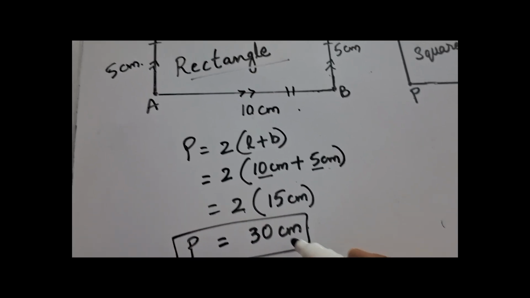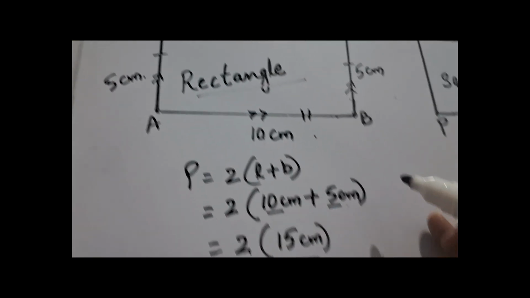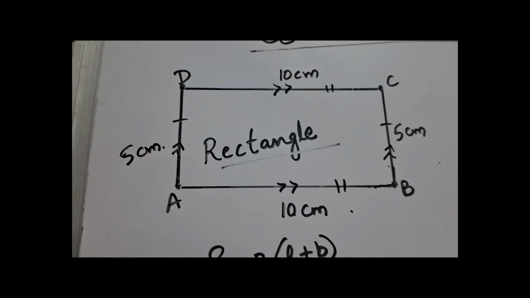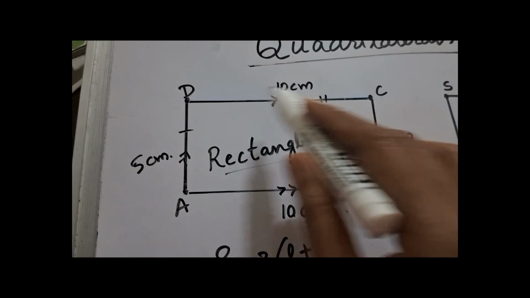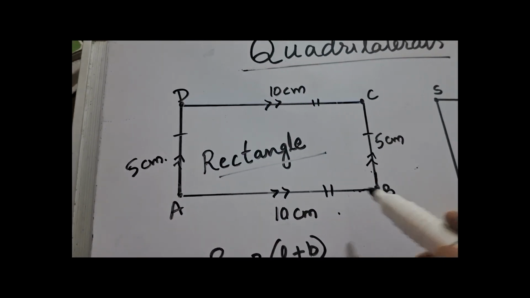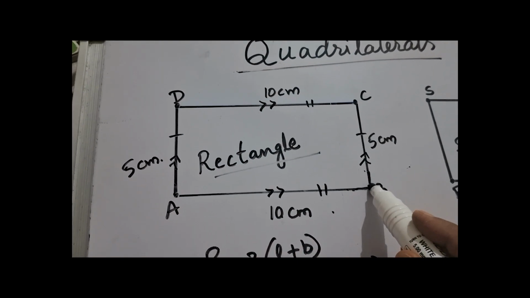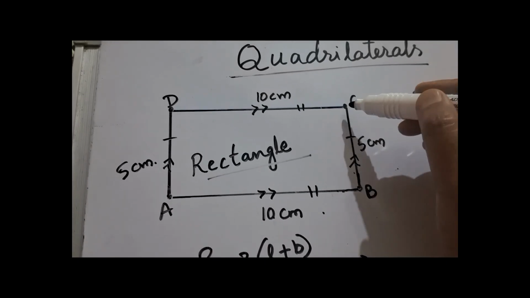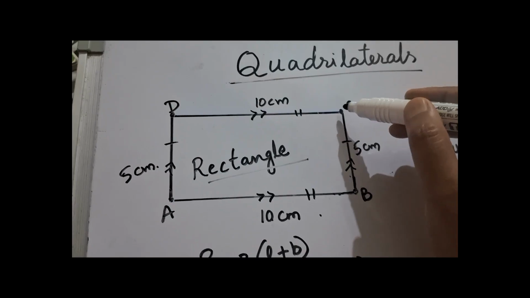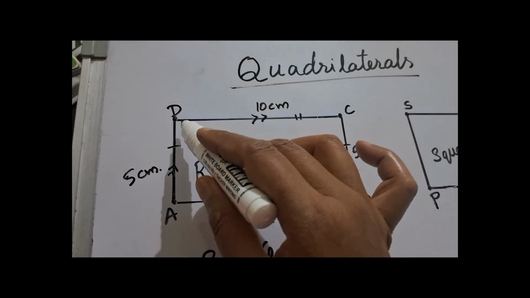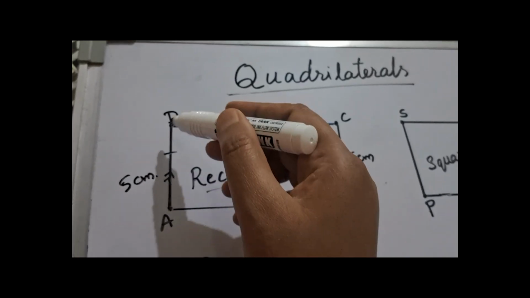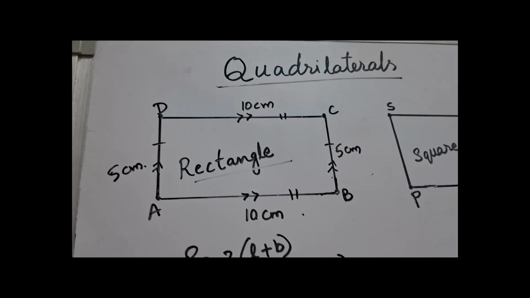Okay, children. So, the perimeter of this rectangle is 30 centimeter. We can check it also by adding all the 4 sides. This one is how much? This side 10 centimeter. 10 centimeter plus 5 centimeter, 15 centimeter. 15 centimeter plus 10 centimeter, 25 centimeter. And 25 centimeter plus this 5 centimeter, 30 centimeter.